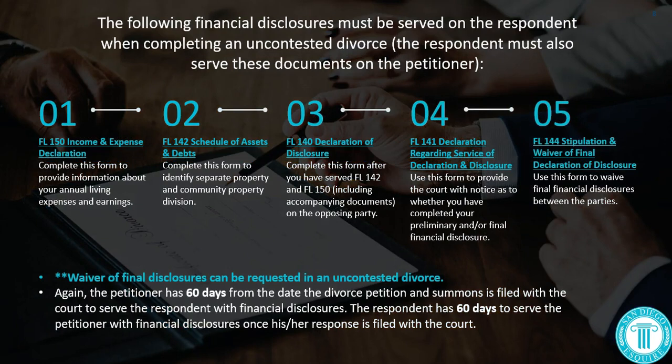The following financial disclosures listed on this page must be served on the respondent when completing an uncontested divorce. So a key difference between default and uncontested is that in default, again, FL-160 is used, versus an uncontested divorce, where FL-142 is used as the schedule of assets and debts. In addition, when the respondent files a response with the court, both parties can later waive financial disclosures.